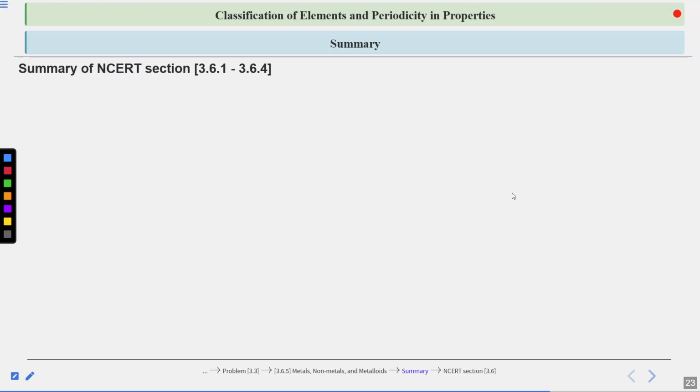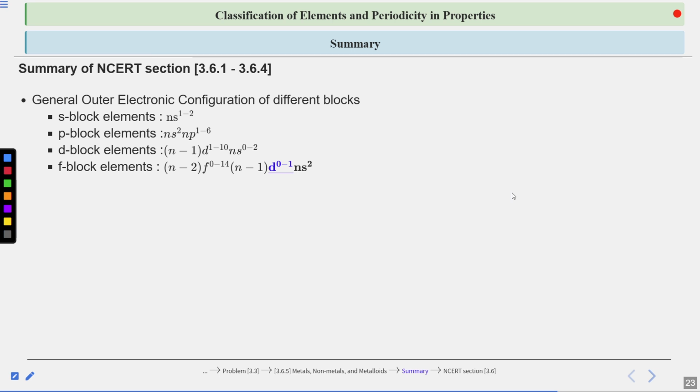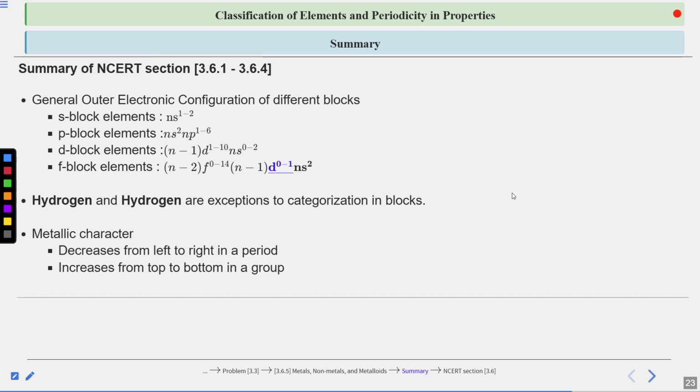So what are the key points that we have remembered? Let me summarize it. This is the general electronic configuration that we have seen till now for different block elements. Then hydrogen and helium are exceptions to this categorization because of their distinction in electronic configuration and property. Third point is that metallic character decreases from left to right and increases from top to bottom.